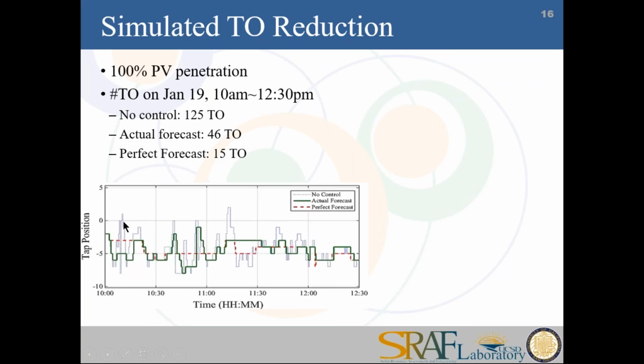We're starting with the blue dash line. The tap is jumping up and down as the solar power output changes. Then if you use different forecasts, an actual forecast from the sky imager or a perfect forecast, assuming perfect knowledge, then we can go to 46 or 15 tap operations, so a major reduction, almost 90% in this period.